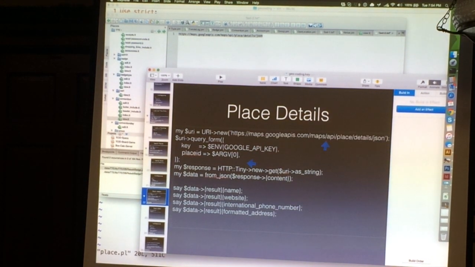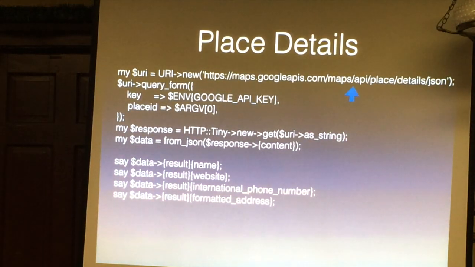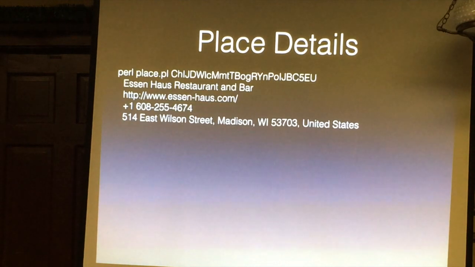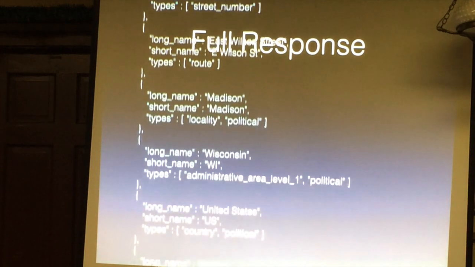There. All right. So place details. So we have that, and we're giving it a place ID. That one takes the place ID over. So that one's a little weird. And then we're going to output the name, website, international phone number, and formatted address. So again, we have a result set that looks like that. Pretty straightforward, right?